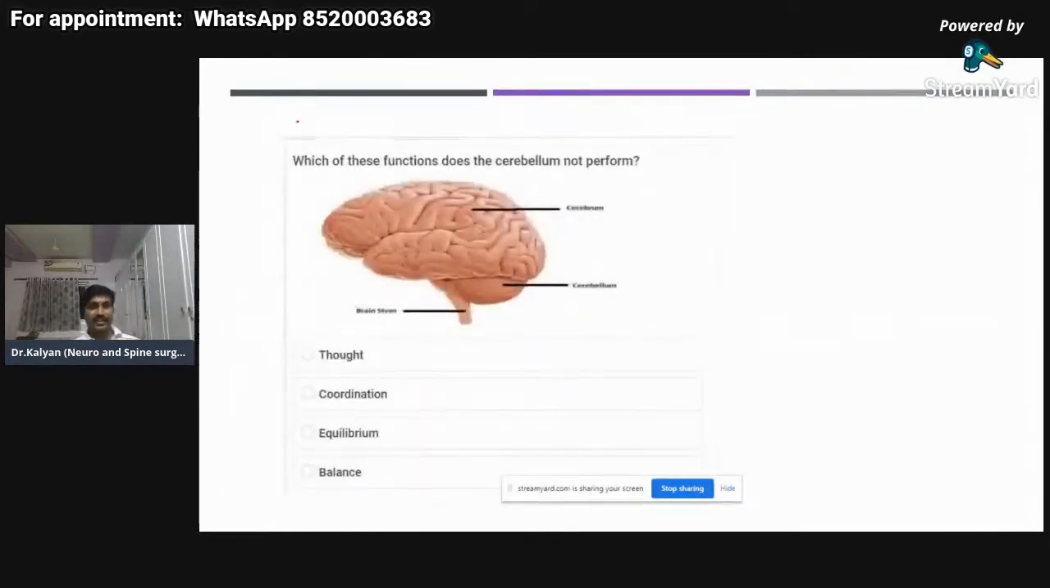So let's solve this question. Which of these functions does the cerebellum not perform? Thought, coordination, equilibrium, and balance. I'll wait for 10 seconds for your answer. If no one answers, I'm going to answer it myself. As I've told you, the function of the cerebellum is balance, equilibrium, and coordination. Thought is not a function of the cerebellum, so the correct answer here is thought.